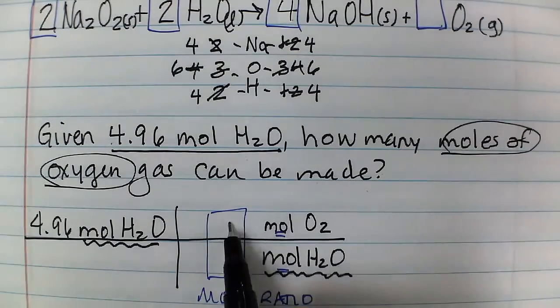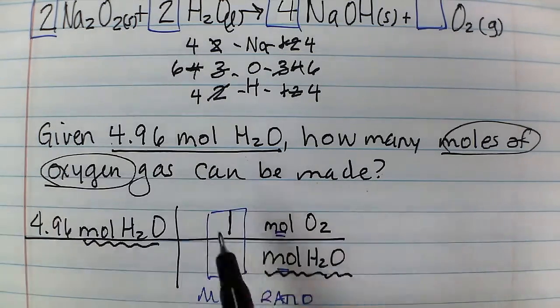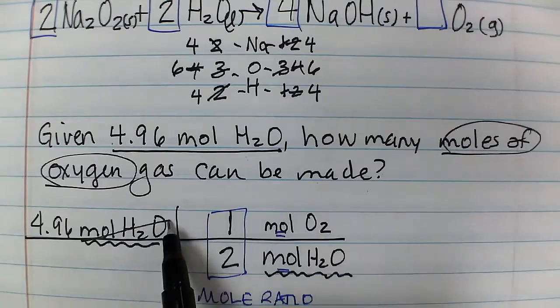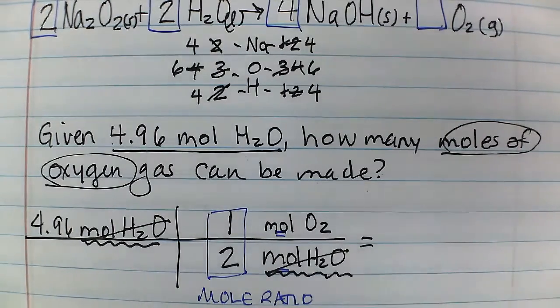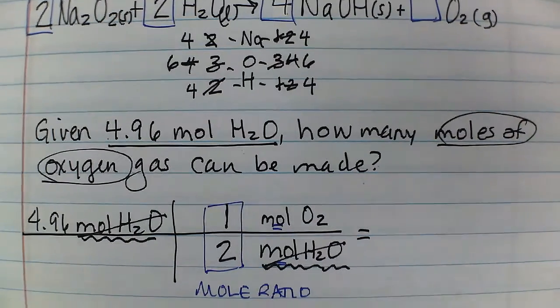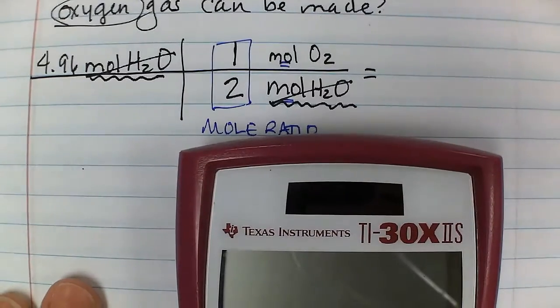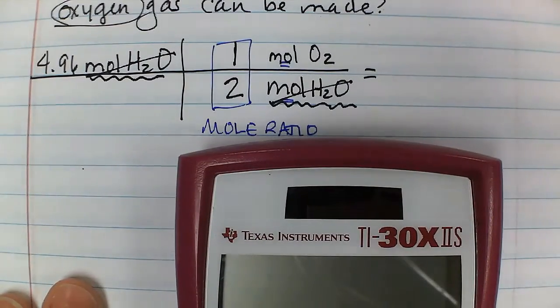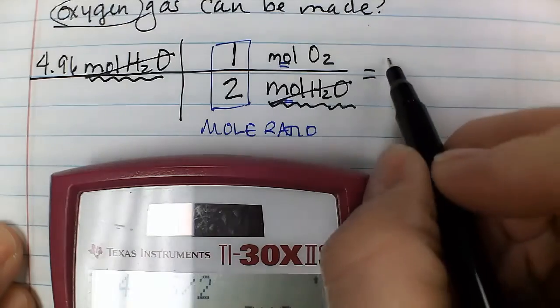So in front of O2 I have a 1. In front of H2O there is a 2. Moles of H2O crosses out, and so now I'm left with moles of oxygen, which is exactly what I am trying to find. So then in my calculator, I am going to put in 4.96 divided by 2 equals 2.48.